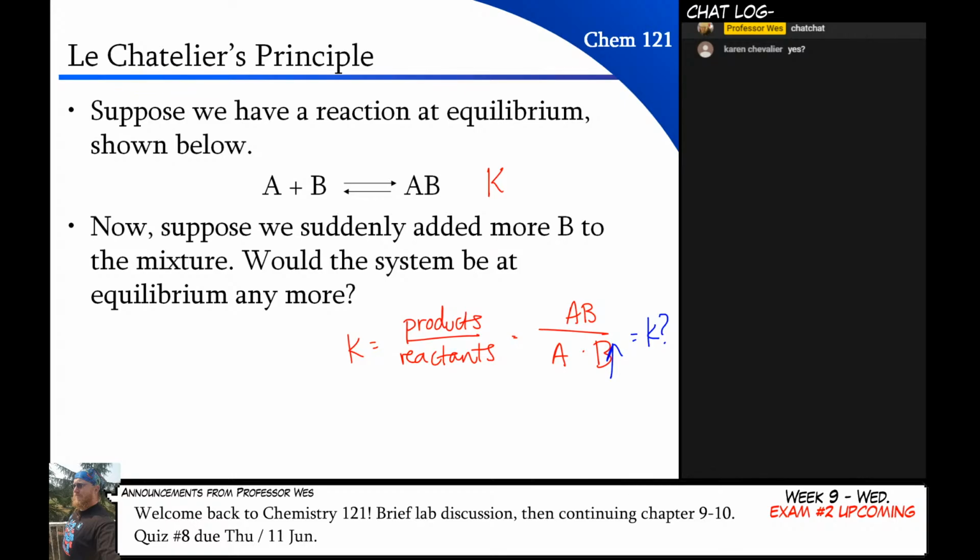So yes, why do you think it does equal K? Because this would be for some amount that I have when the reaction's at equilibrium. But then if I add more to it, does this value equal the same number?